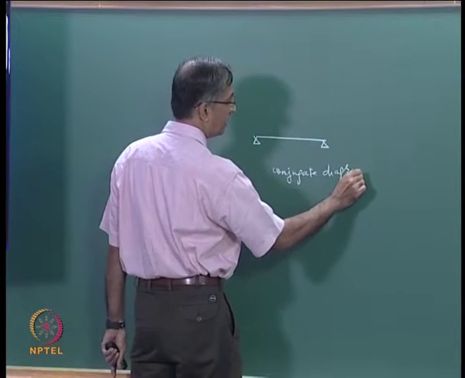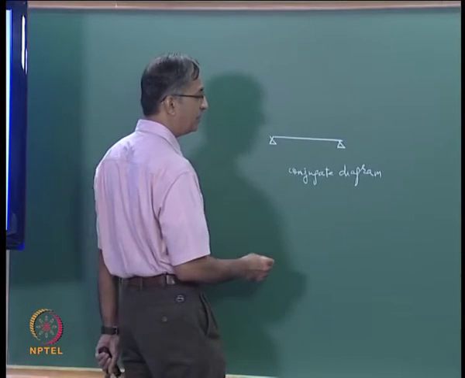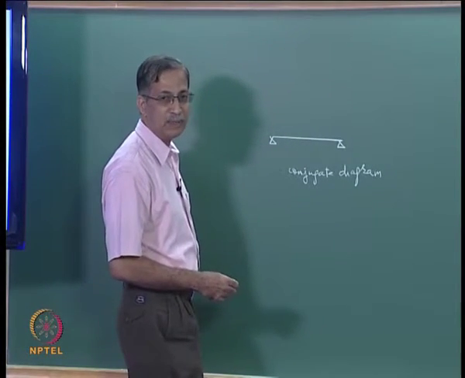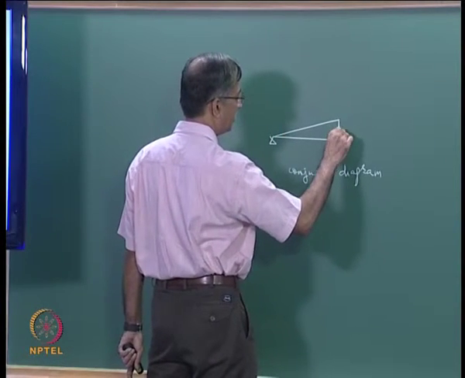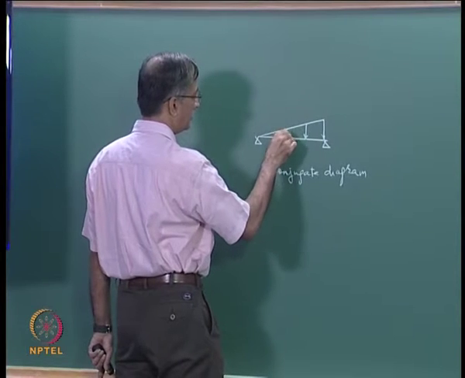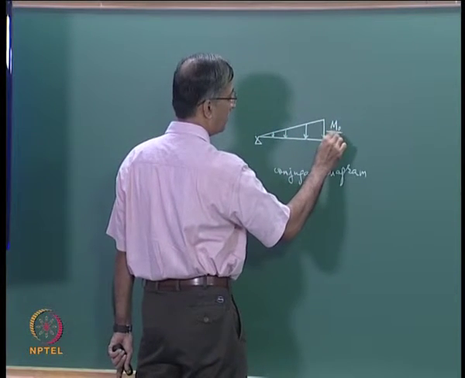It is a curvature diagram. In this case, it is a hogging curvature. So the curvature diagram is m by EI. What will it look like? It is a triangle, right? That is m0 divided by EI.